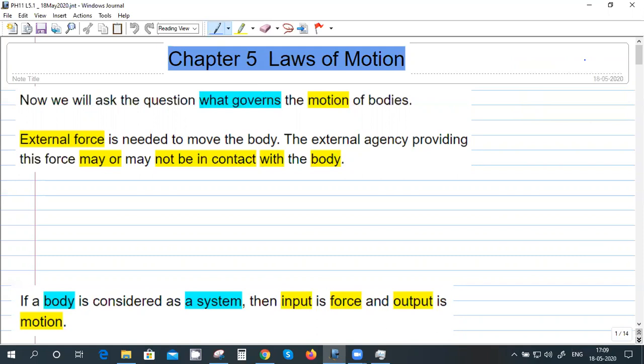Right. So if you consider a body as a system, what will you consider as input and what is output? The output is motion. So what should we consider as input? Force. Yeah.